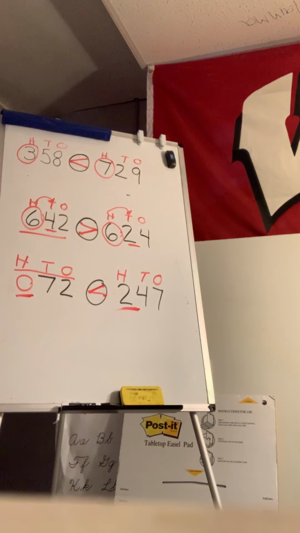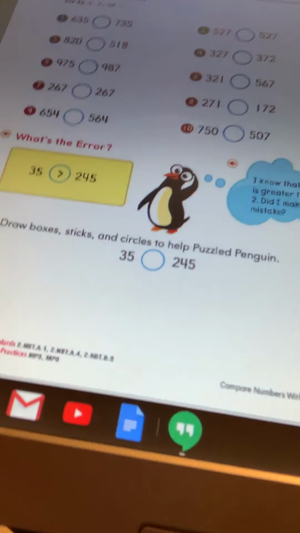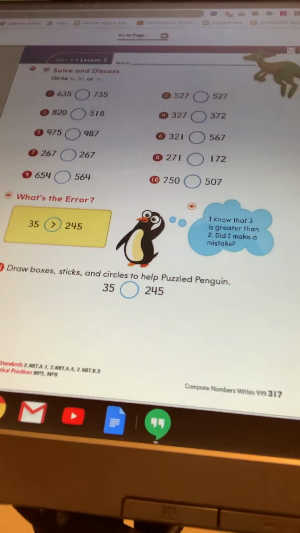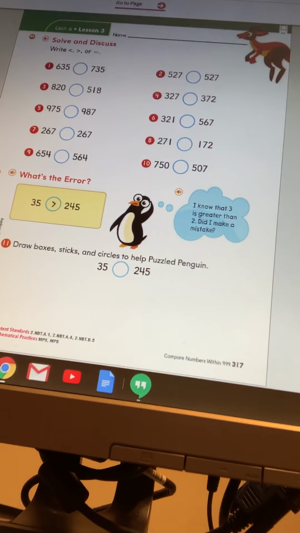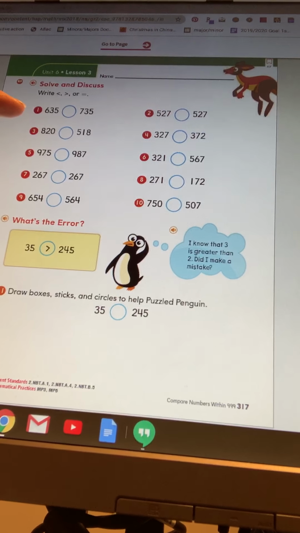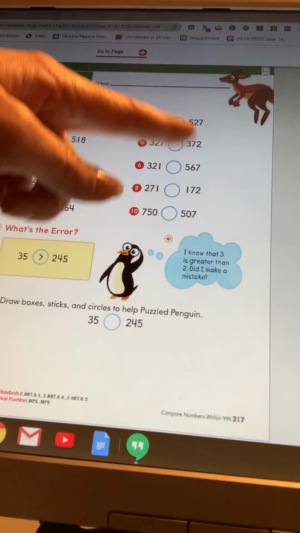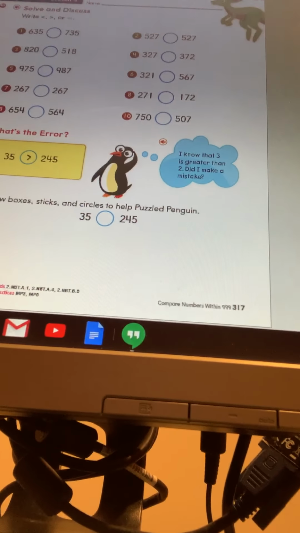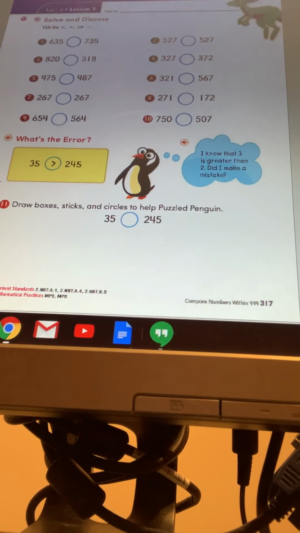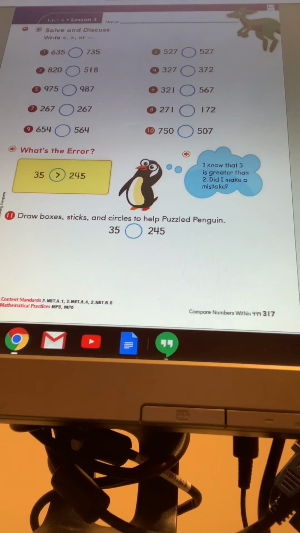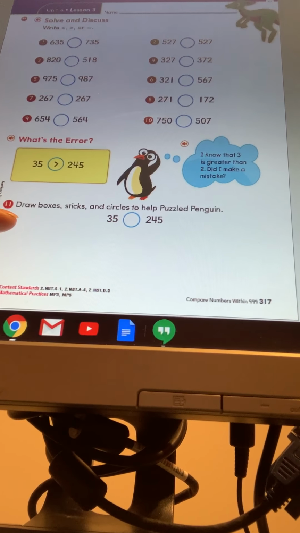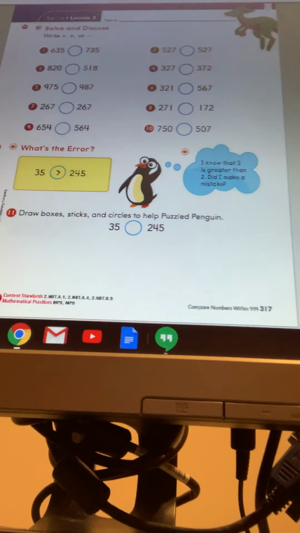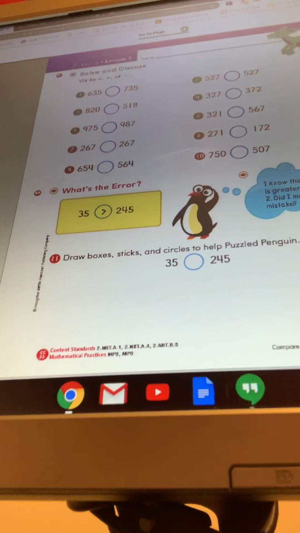All right, let's take a look at your math lesson. Sorry, that hand gets in the way every time. Let's look at your math lesson for today. I think it's pretty basic, pretty simple. We have the digits on the top we're comparing. Don't be afraid to label. You'll see that they all have 3 digits, so that should make it pretty simple. On the bottom, we have our silly guy, Puzzle Penguin. He makes his mistakes. On the bottom, he's asking you to draw boxes, sticks, and circles to show Puzzle Penguin what he did incorrectly.